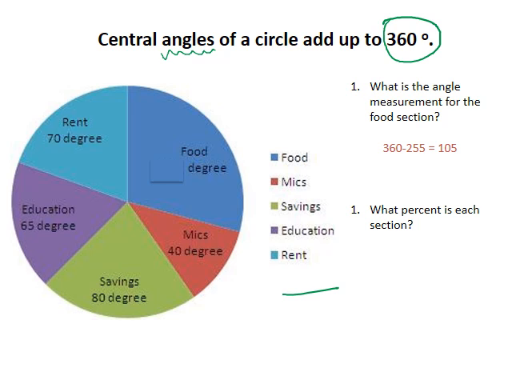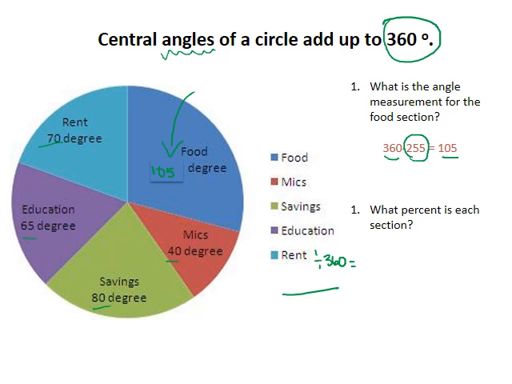And then they divided each one of those by 360, and they figured out that that's what the degrees were, or that was what the percents were. So what is the angle measurement for the food section? Okay, so if this one is 70 and this one's 65 and this one's 80 and this one's 40, everything has to add up to 360. So we just took a 360, we subtracted everybody else, and we got our 105. So this would be 105 degrees.